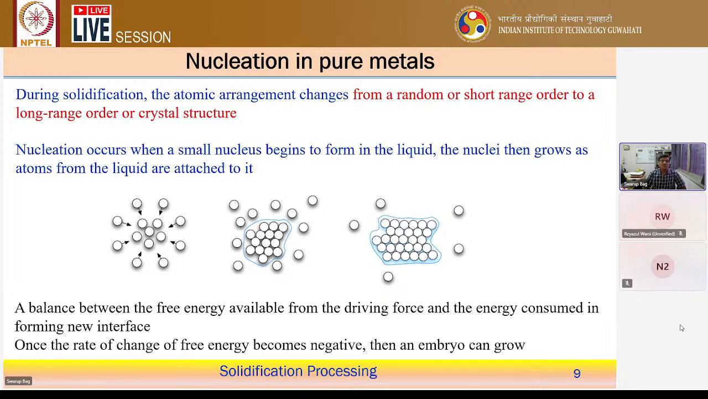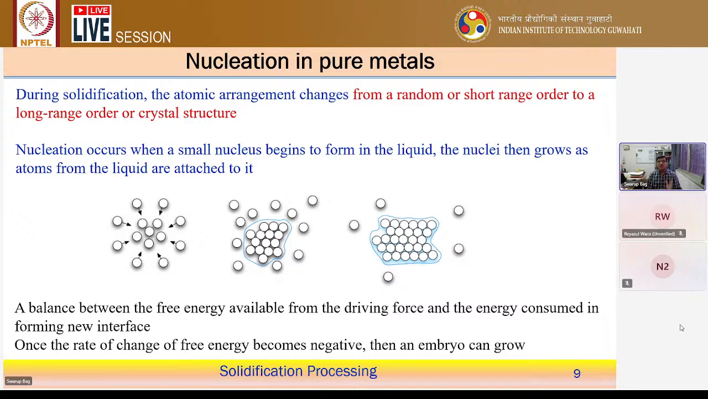So nucleation occurs from the very start, forming from the liquid phase, and then the nuclei grow as atoms from the liquid phase attach to them. In that case, of course, it needs to overcome the free energy available as a driving force to start the nucleation process. On the other side, there is the amount of energy required to form a new surface, because when the liquid phase transforms to the solid phase, the phase changes, but at the same time it creates a new surface. So some amount of energy will be required to create this new surface.